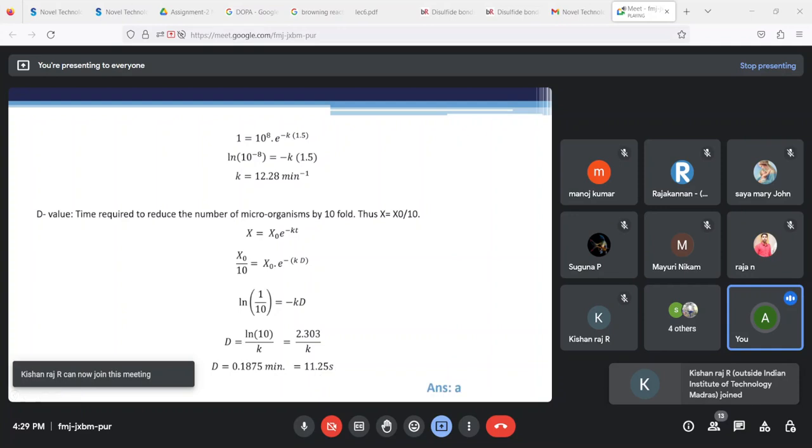Is this method clear? Any doubts in the method, in the derivation? Any steps that need to be repeated again? Okay, moving on.